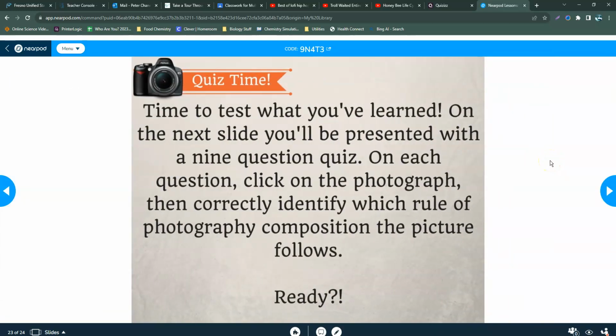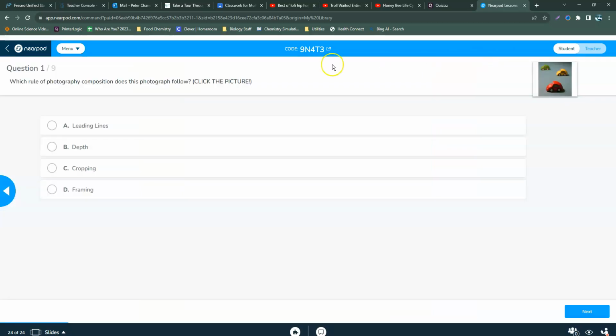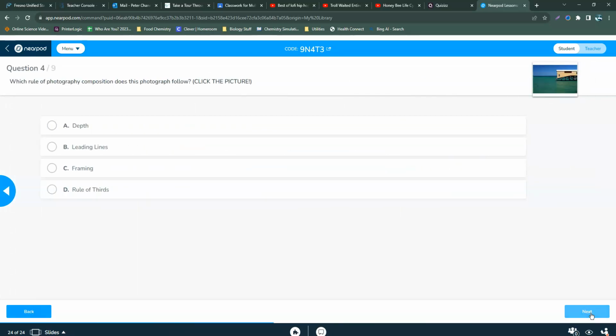And now it's quiz time. So in the next 9 slides, you're going to see a different picture and you're going to try to see if you can identify the element that that picture is trying to convey, the ones that we just covered in these slides. So for example, question 1, we have this picture of this red, yellow, and green car. Very similar to an example we went over. And so would this be leading lines, depth, cropping, or framing? So you'll make your decision on that. And you'll go through all 9 and your points will be determined on how many of these that you get correct. I believe it's 2 points per picture. So good luck with that.